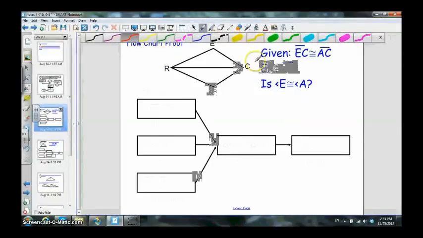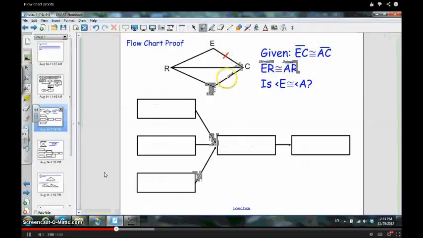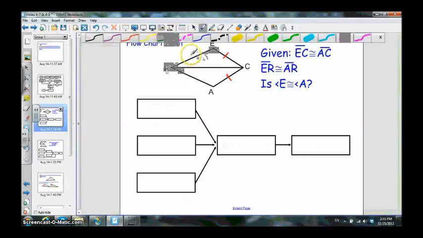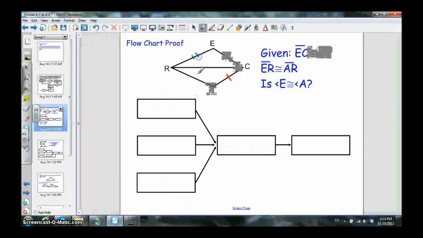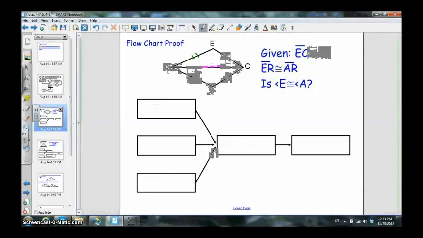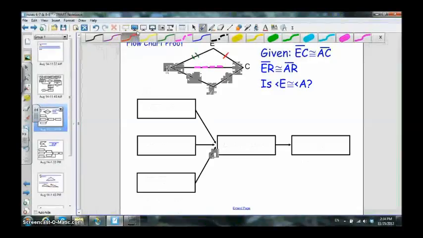So let's start. I'm going to mark my proof with the given information. First part is EC and AC are the same. So mark yours, please. Then I'm going to mark that ER and AR are the same. Once I've done that, I can kind of see I have two sides of a triangle, and they do share this common side. So I'm going to use that. So now I can start writing my proof.